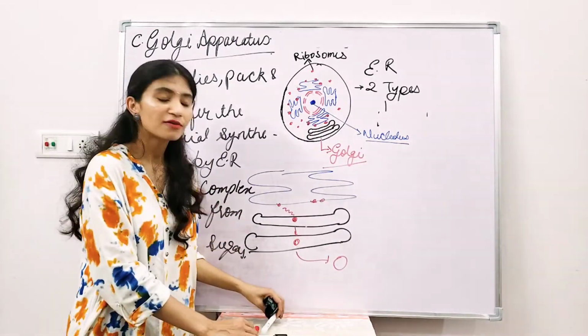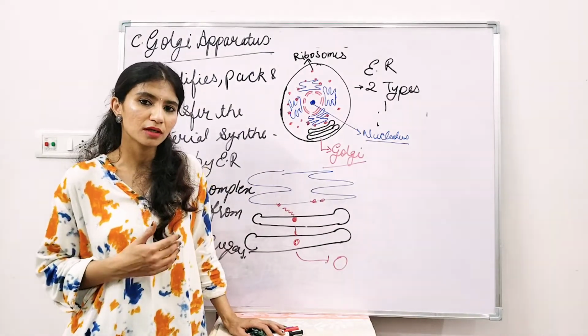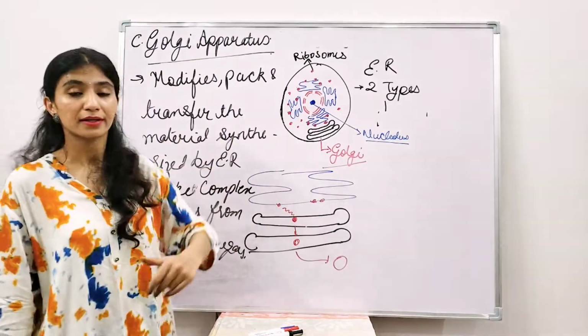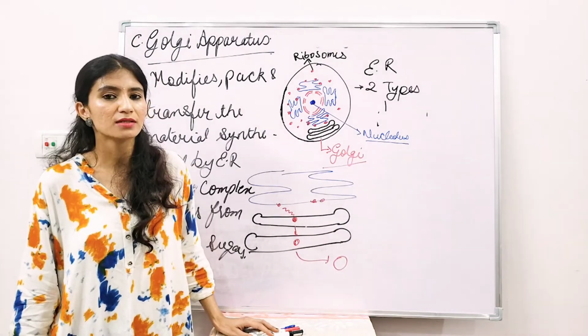So far, in the topic of cell organelles, we have discussed the nucleus, the endoplasmic reticulum, a bit about ribosomes, and the Golgi apparatus. In the next class we will continue with the lysosomes, and then we will discuss the plastids and some more things about it.